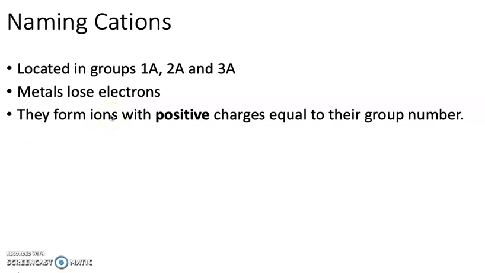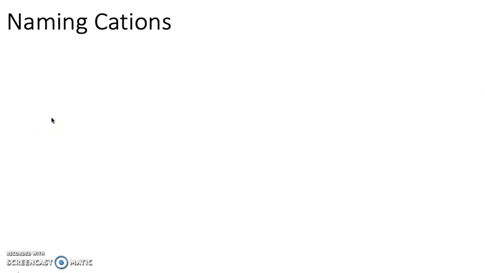Now, naming cations. Cations are located in groups 1A, 2A, 3A, like I just mentioned. Metals lose electrons, okay? So when something loses electrons, it's going to have a positive charge. So think of a couple, a positive and a negative. If you lose electrons, it exposes a positive charge. So you have a positive and a negative to start with. All right, so cations form ions with positive charges equal to the group number.